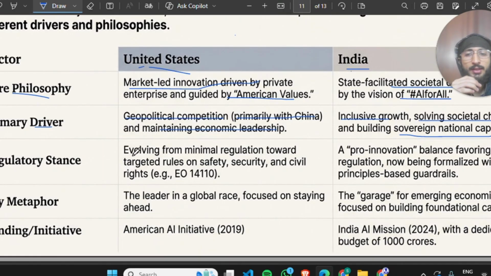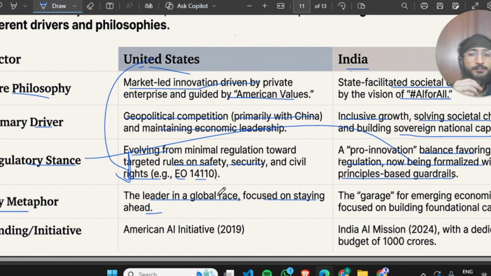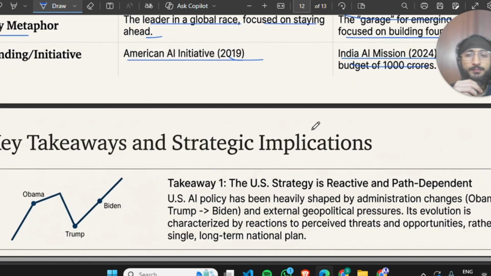United States regulatory stance: evolving from minimal regulation toward targeted rules on safety, security, and civil rights, for example EO 14110. For India, the regulatory stance is a pro-innovation balance, favoring self-regulation, now being formalized with principles-based guardrails. Key metaphor: for the United States, the leader in a global race, focused on staying ahead; for India, the garage for emerging economies, focused on building foundational capacity using the AI stack, as mentioned above. And for the US, the funding or initiative is the American AI Initiative in 2019. For India, the India AI Mission 2024 with a dedicated budget of 1,000 crores.